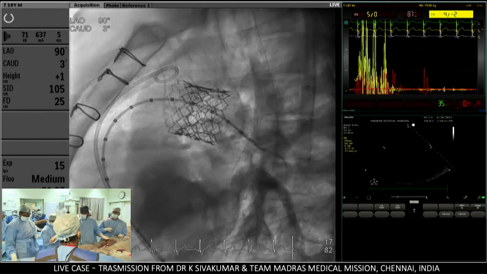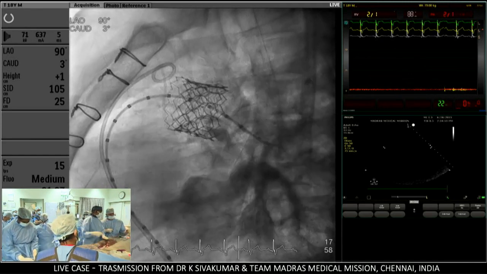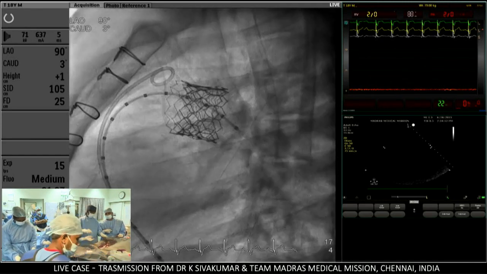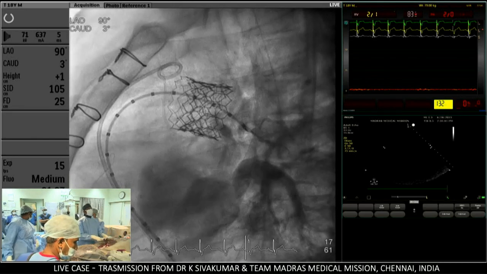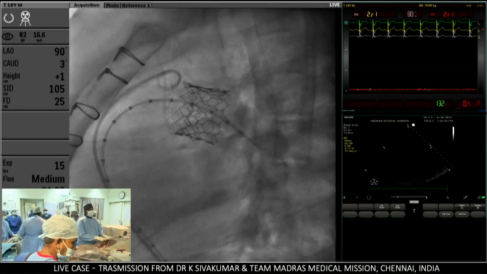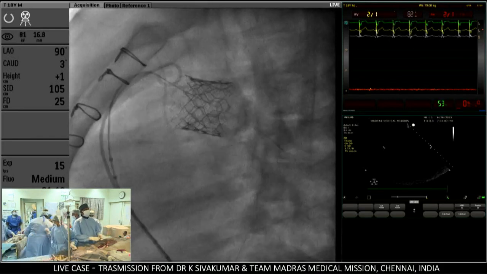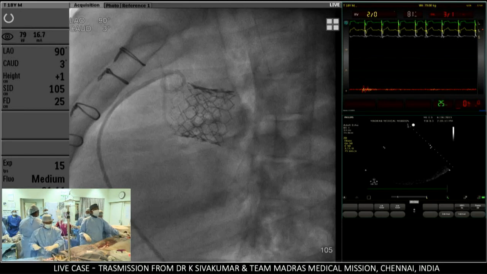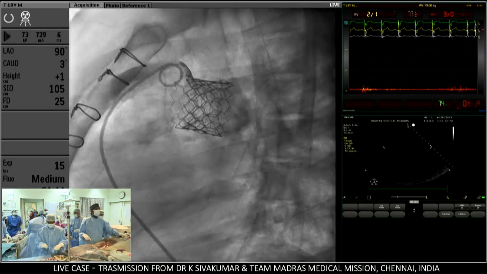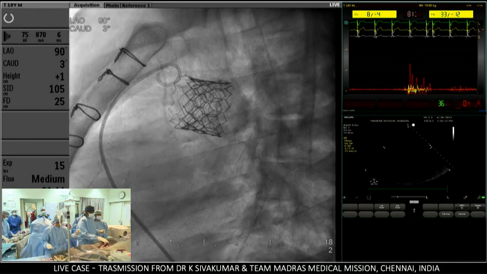Put in a thermo wire first. You will get a figure of 8 now, or arrange a figure of 8. Now get it organized. Ready for the angiogram? Yeah, brilliant. Looks very good indeed.